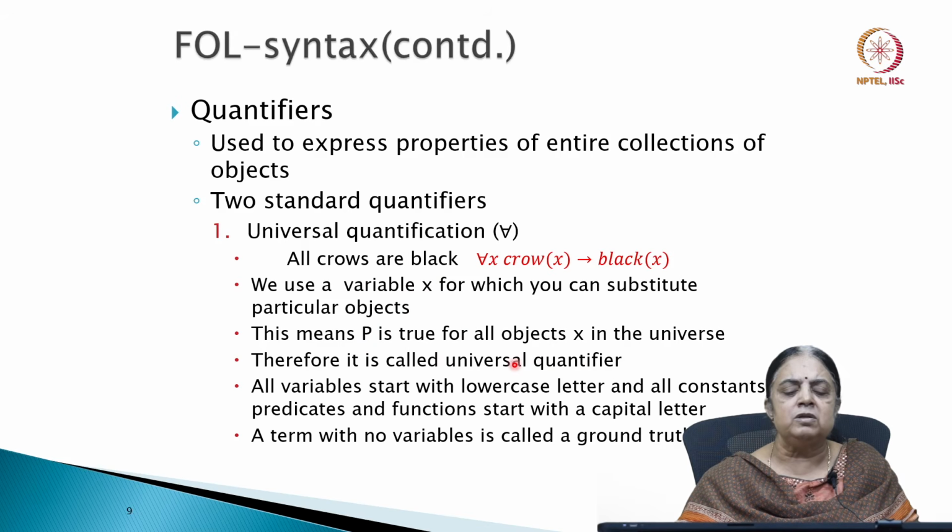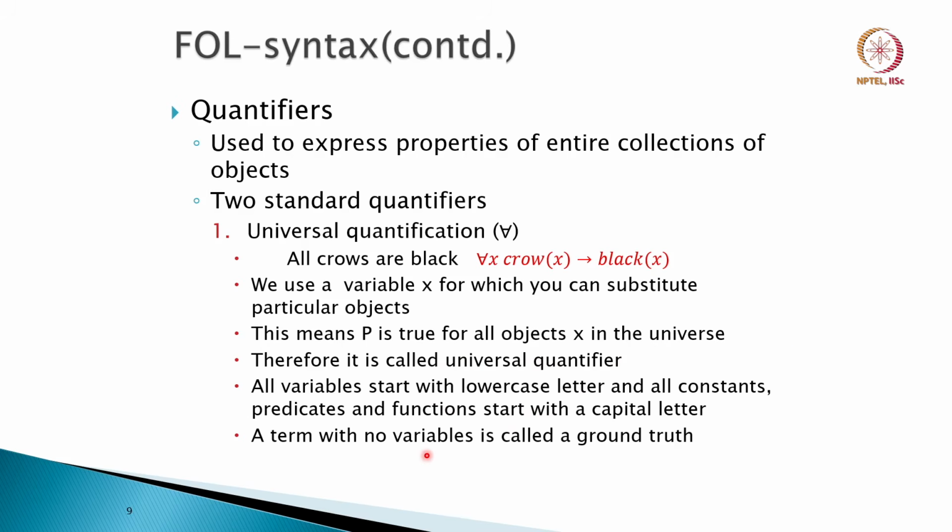So this is called the universal quantifier because it is true for all objects x in the universe, right? And suppose you have a term which doesn't have any variable. So we saw what a variable is. A variable is always introduced by a quantifier. So either you'll be using the universal quantifier or the existential quantifier, which we will talk of next. And you introduce a variable with that.